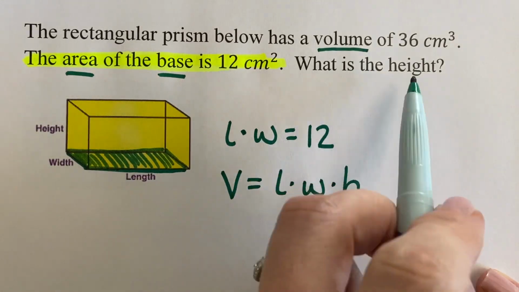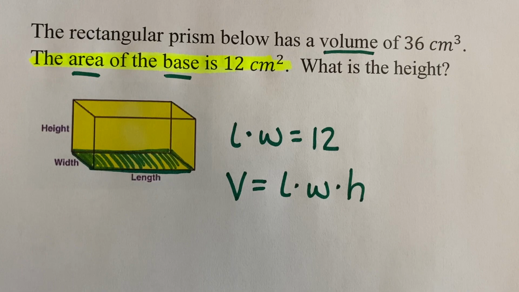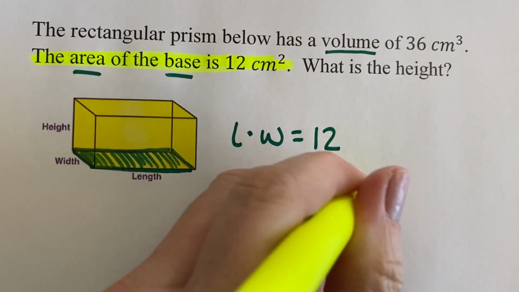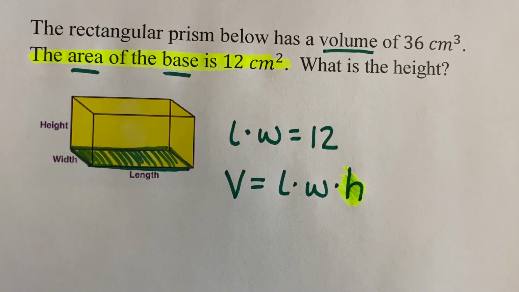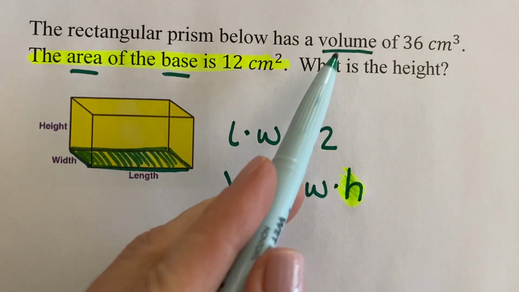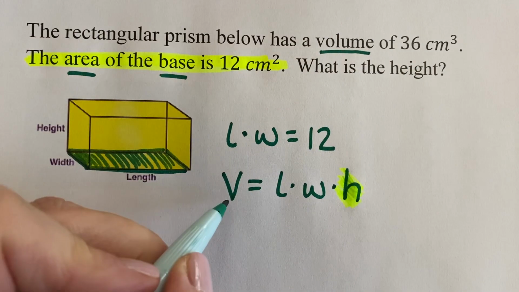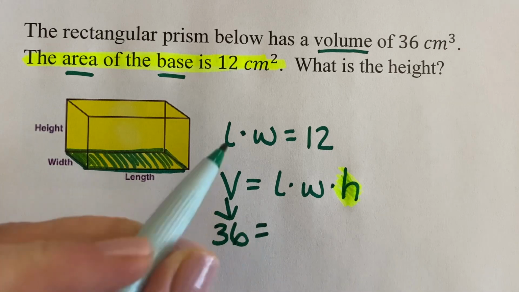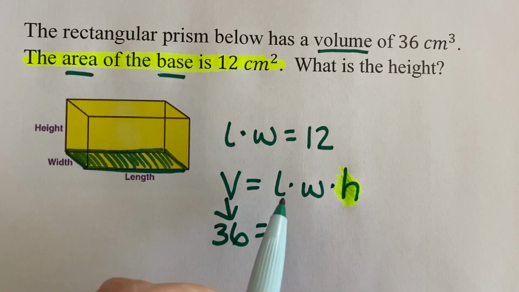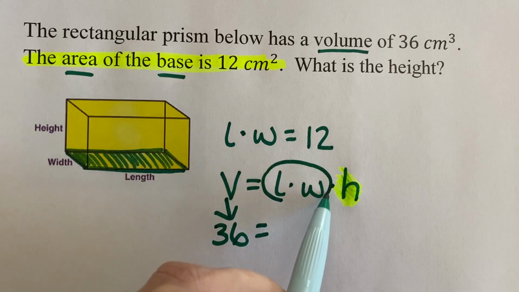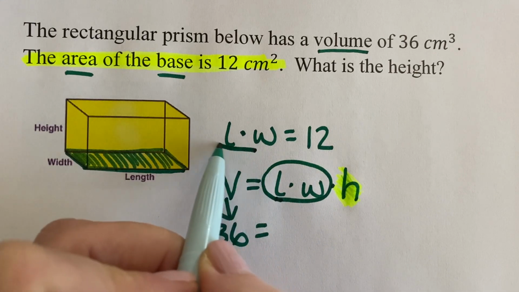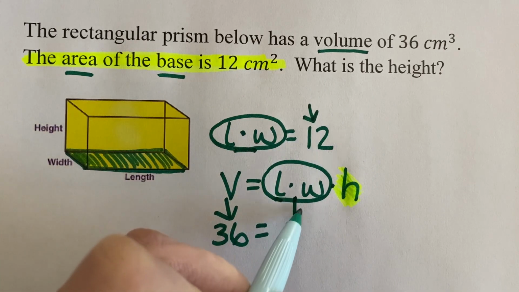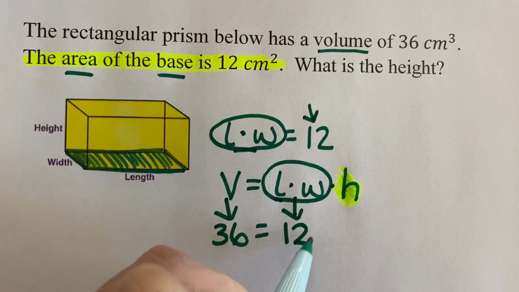notice we're looking for what is the height. So this is what we are after. We want to find this variable. So that h is going to stay an h. We know that the volume is 36. So where the volume is, we can put 36 equals. But now look here, length times width. Well, we know that length times width together makes 12. So this can be replaced with 12h.